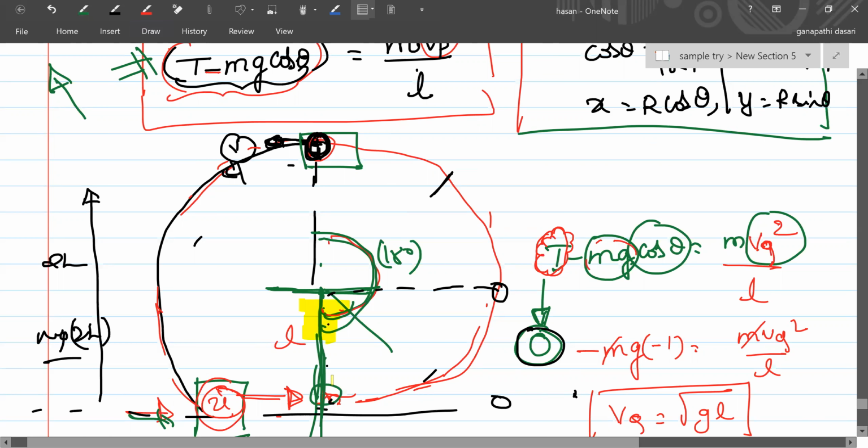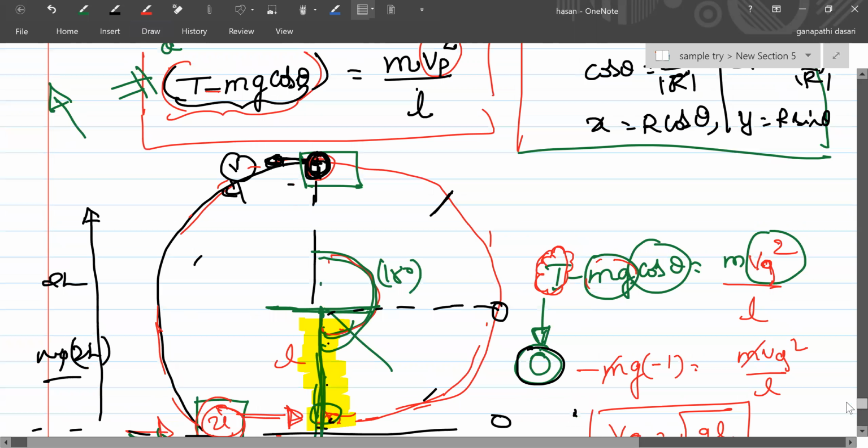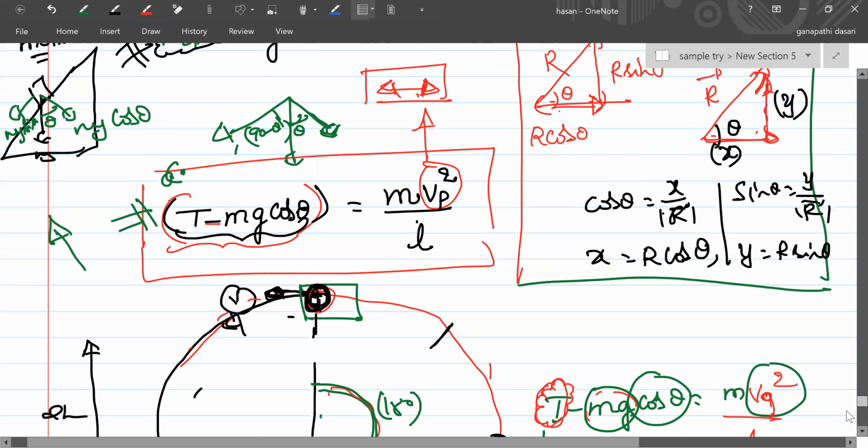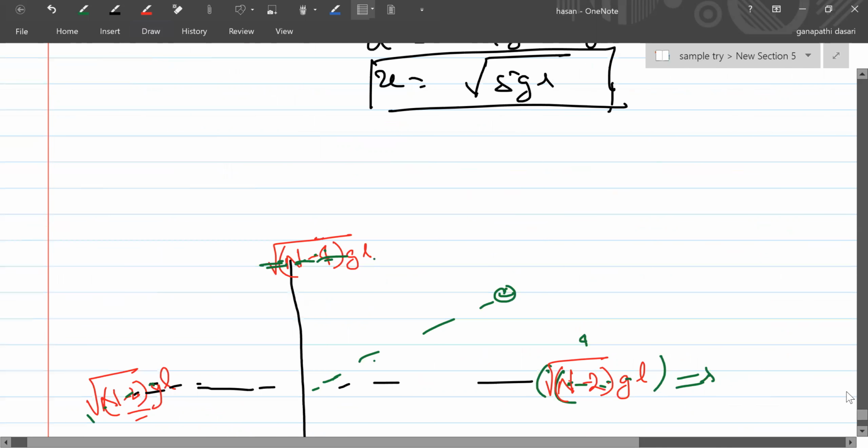From this line we took the angle. Got it? So T minus mg cos theta is equal to mv square by L, and mechanical energy conservation. Those two equations are very, very important to solve any kind of force equation, tension equation, or any kind of velocity equation in vertical circular motion. That's it for vertical circular motion. You can try solving problems, and if any doubts are there, you can approach me.